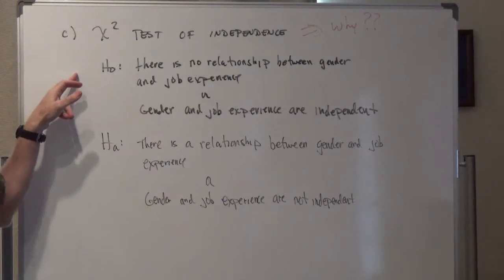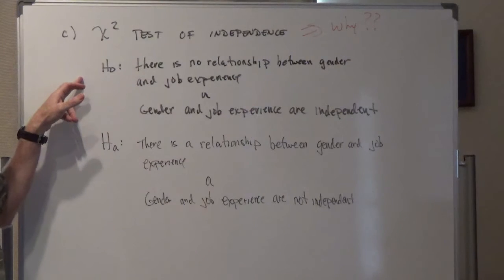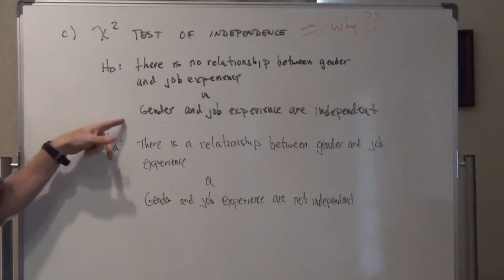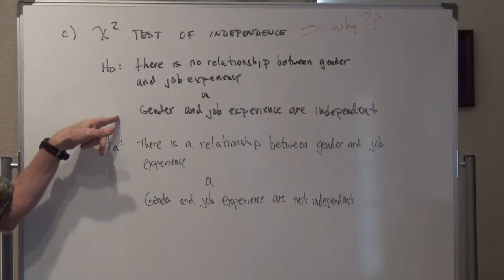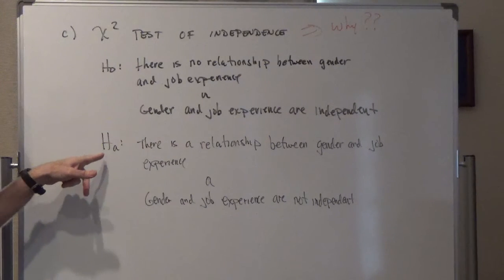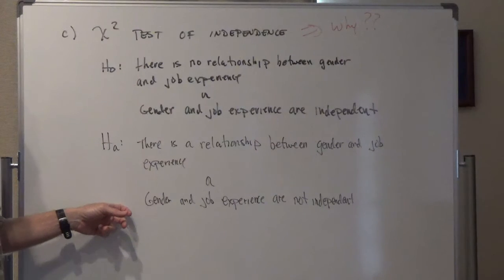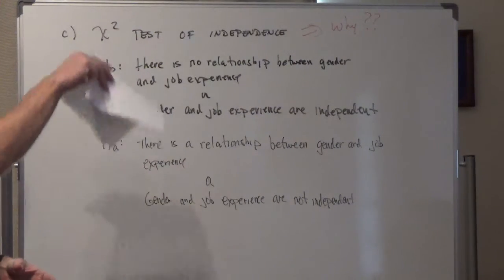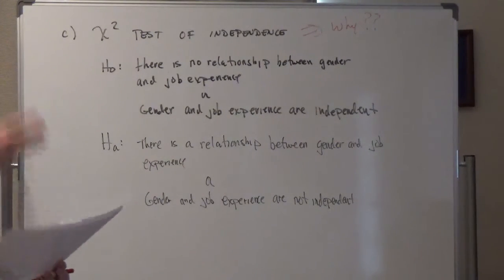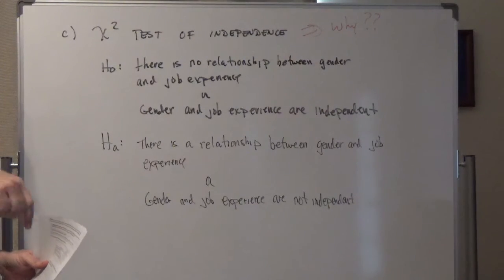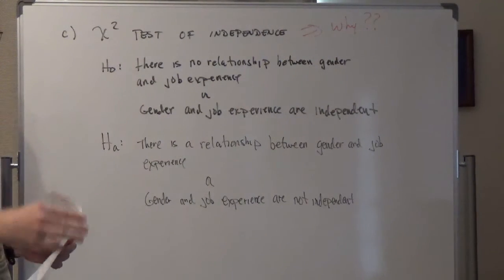The null hypothesis is there is no relationship between gender and job experience. You could also write that as gender and job experience are independent. And the alternate is there's a relationship between gender and job experience, or you could write gender and job experience are not independent. This is an EPI also. So 3 parts to this problem. If you go back and look at my video to help you with it, but it's 3 parts.